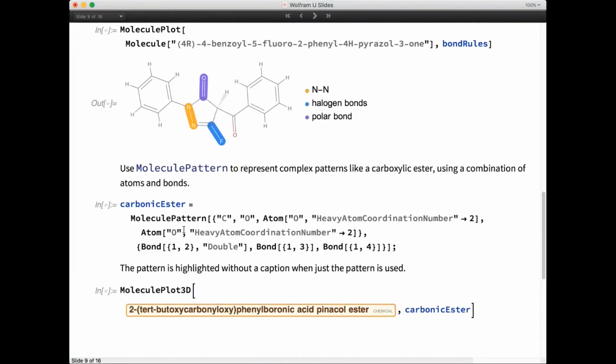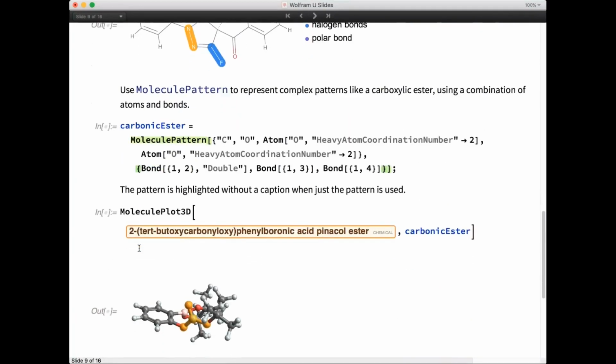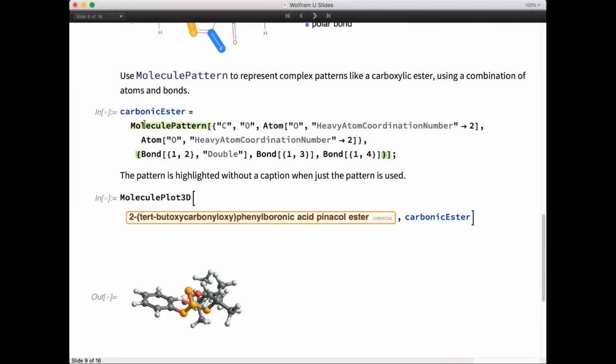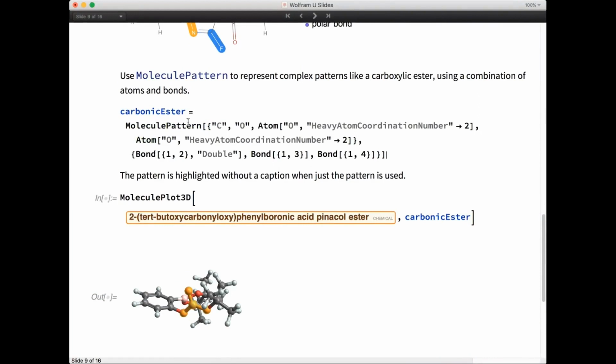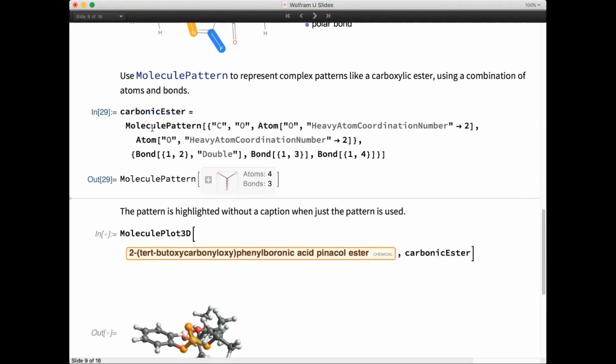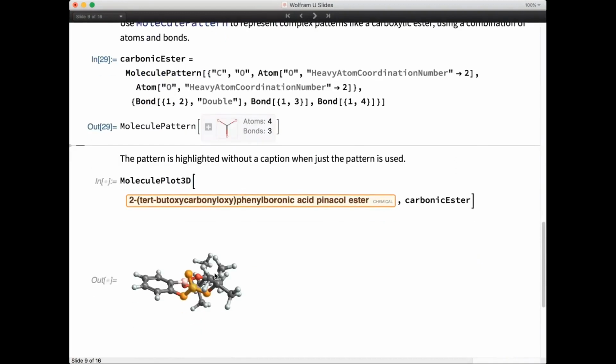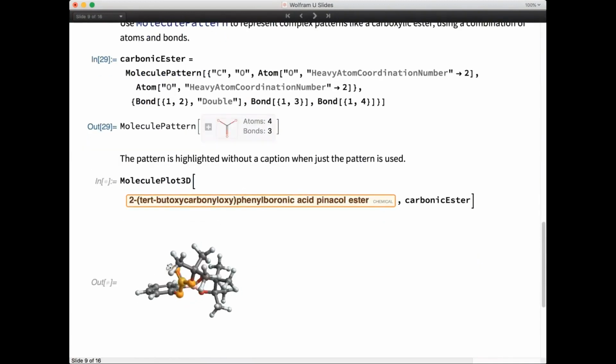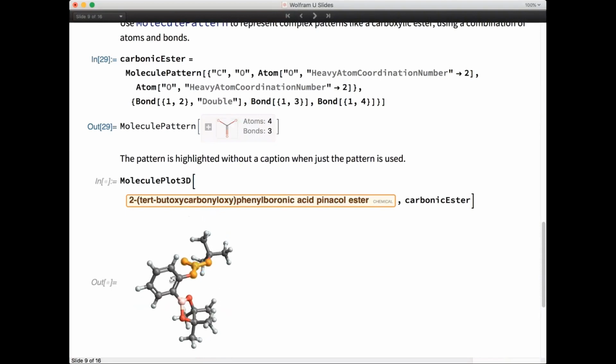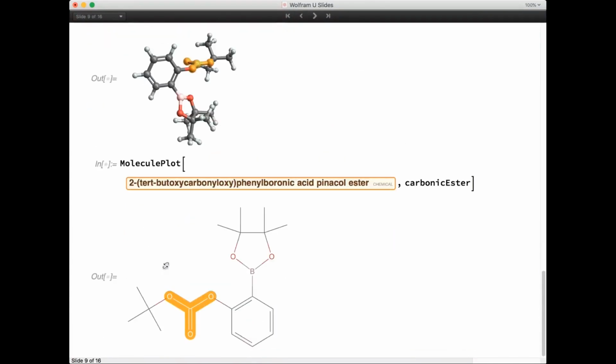And you can use the actual head molecule pattern, which gives it a structure similar to what you find in molecule, where you have a list of atoms and a list of bonds, and then this represents any carbonic ester. And let's see, this will visualize now. Right, so this is a pattern for this type of substructure. And then you can highlight it here in this molecule in 3D or in 2D.